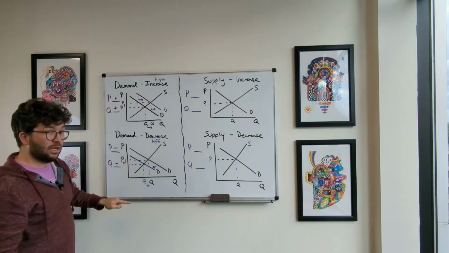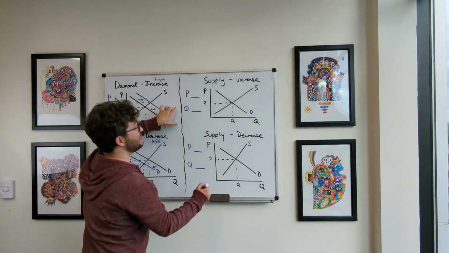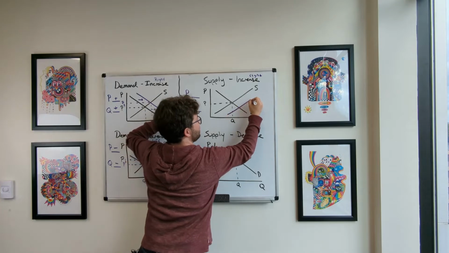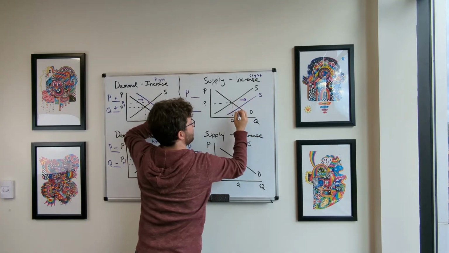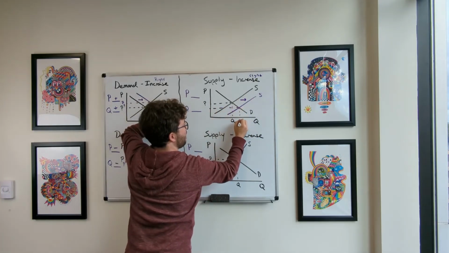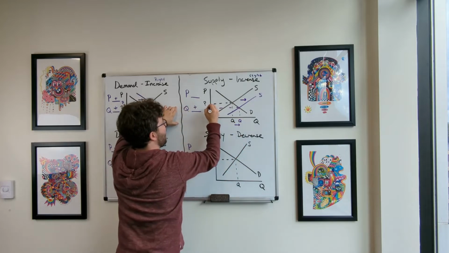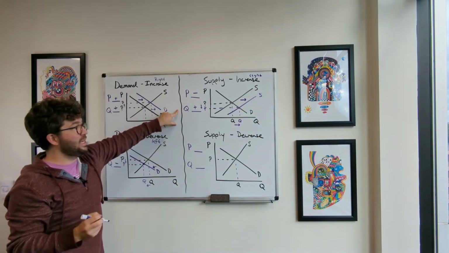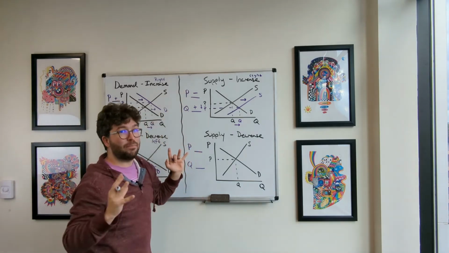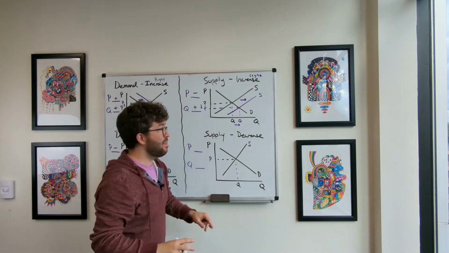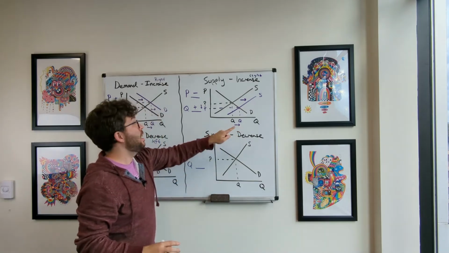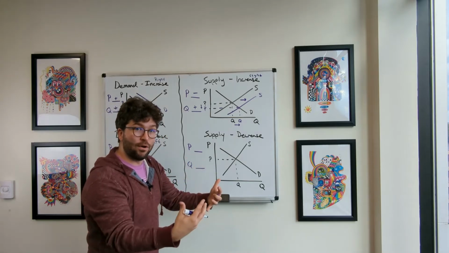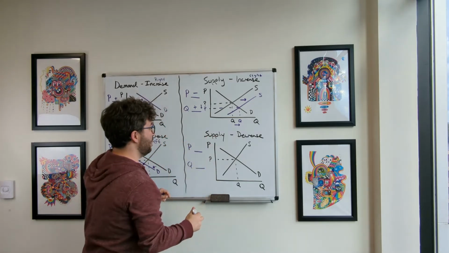What about on the supply side? Well, on the supply side, again, increase we know is to the right. So supply increasing is supply to the right. And we notice that we've got quantity increasing and price decreasing. Again, this should make sense. If I put more items into a market, that's going to increase the amount of items in the market, but also lower the price, right? There's going to be a lot more of something that's going to push the price down.